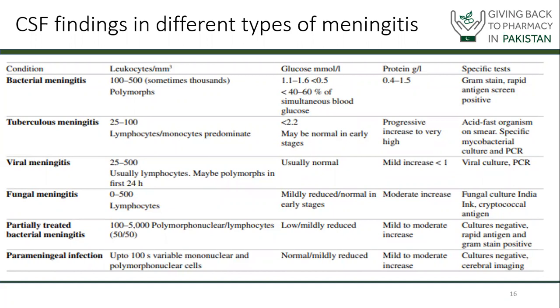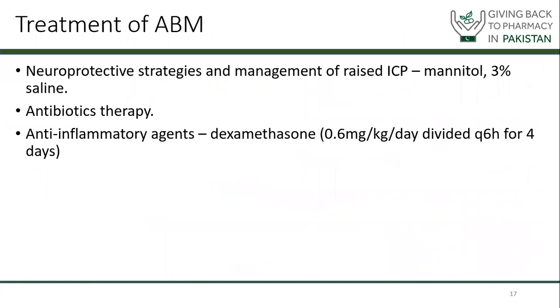So if we come to the treatment of acute bacterial meningitis, first of all, we have to start antibiotic therapy. Along with that, neuroprotective strategies and management of raised ICP is also a concern in patients with meningitis. Most patients who are diagnosed with or suspected of meningitis have low levels of sodium in the blood. They have hyponatremia, which causes the flow of fluid from extracellular spaces to the intracellular cells of the brain. And when the fluid accumulates in the cells of the brain, it causes cerebral edema, and cerebral edema raises the intracranial pressure.